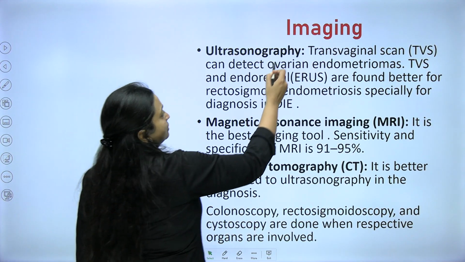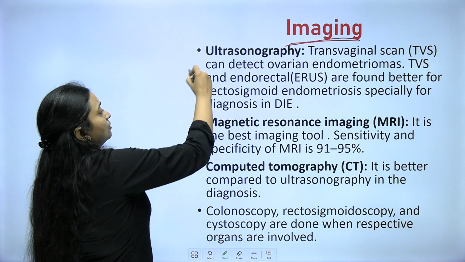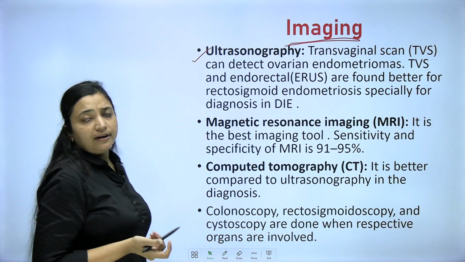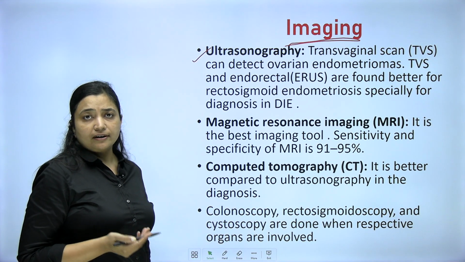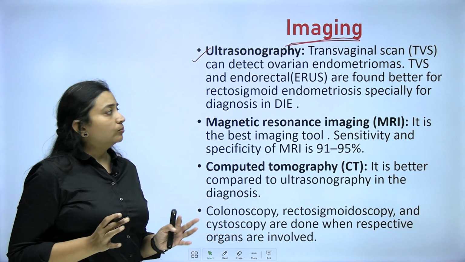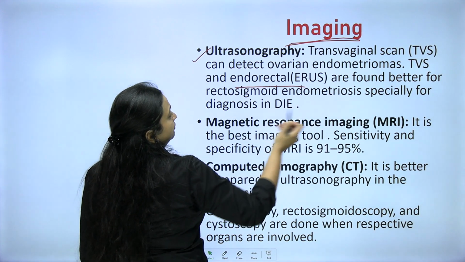Next comes imaging. In all gynecology cases, we first start off with ultrasonography. Transvaginal scan can detect ovarian endometriomas, definitely, right? In the ovary, you will find a homogeneous formation of endometriomas. TVS and endorectal sonographies are found better.